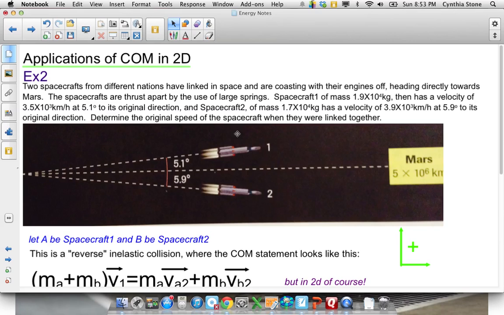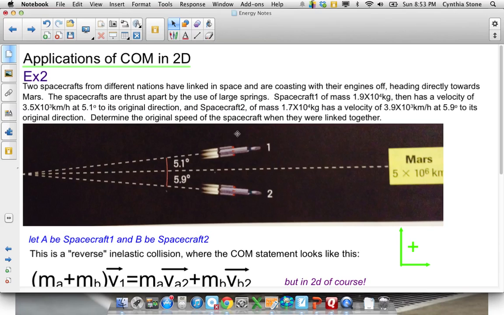This is a weirdly worded one. I took it straight from a textbook. 2 spacecrafts from different nations have linked in space and are coasting with their engines off, heading directly towards Mars. The spacecrafts are thrust apart by the use of large springs. So there's some spring that causes them to move apart.